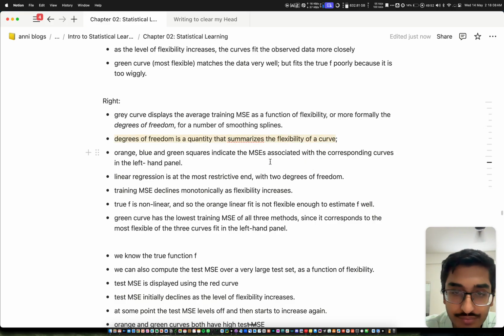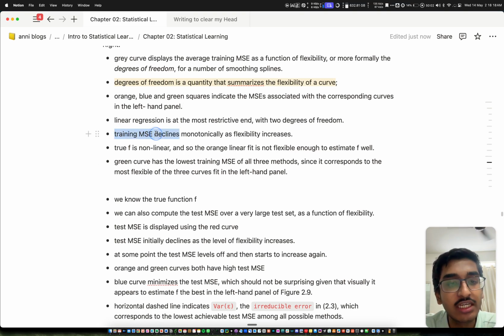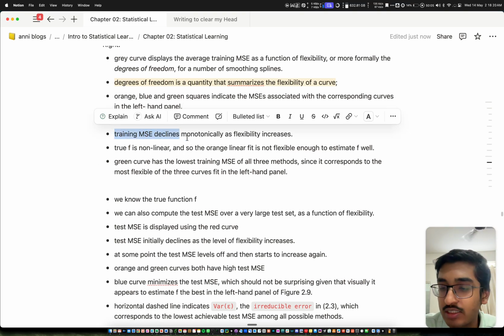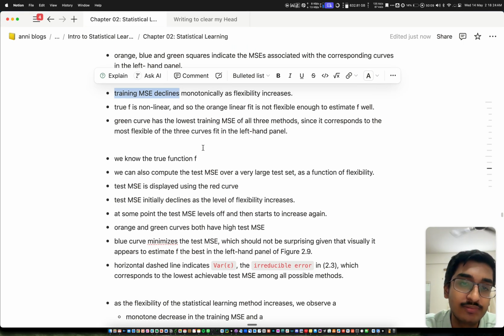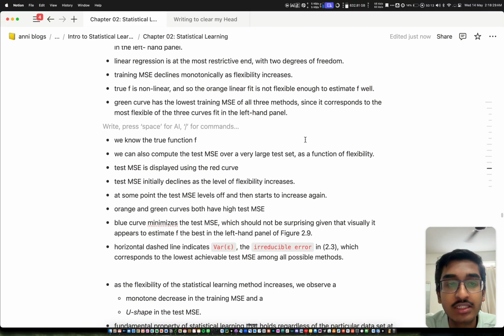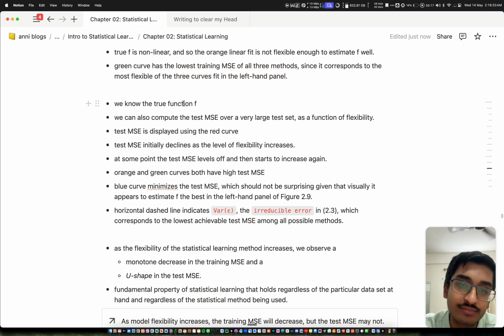And then, yeah, the orange, blue, green squares indicate the MSE of the corresponding curves. Linear regression is the most restrictive, not a surprise. And training MSE decreases monotonically as flexibility increases, obviously expected. And yeah, because the true f is non-linear, the orange function is not able to estimate f well.